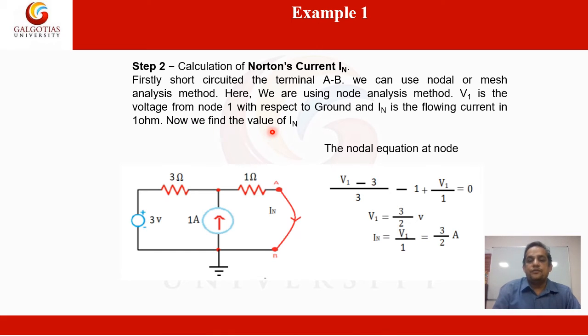Now we find the value of IN. Here we apply the node analysis method. There are 3 branches, 1, 2 and 3. So we are using 3 terms. First one, V1 minus 3 upon 3, this current. Okay, V1 minus 3 upon 3. Here minus 1. Here V1 upon 1. Now we find the value of V1.